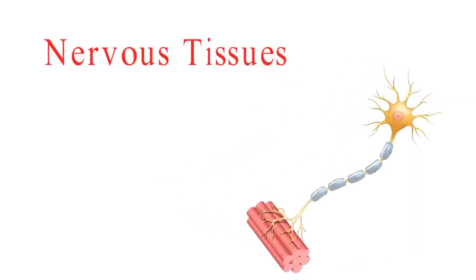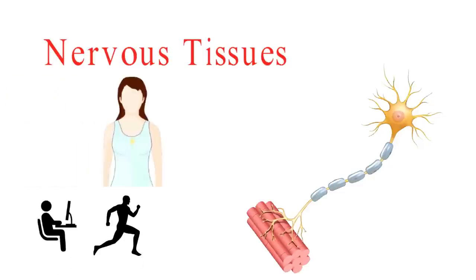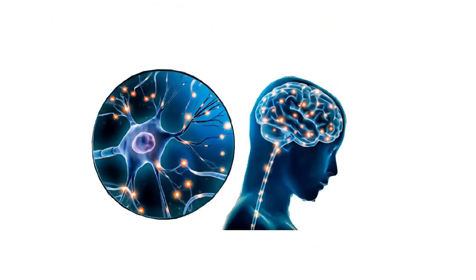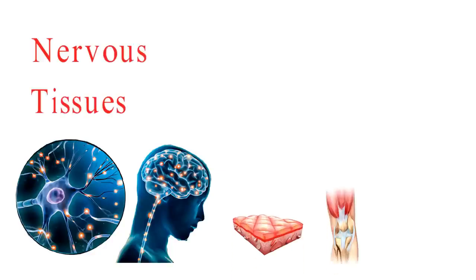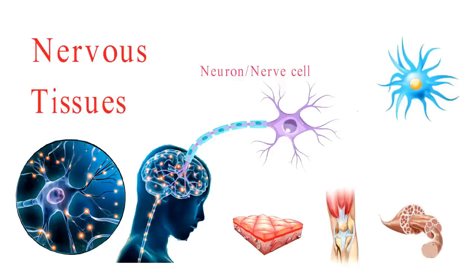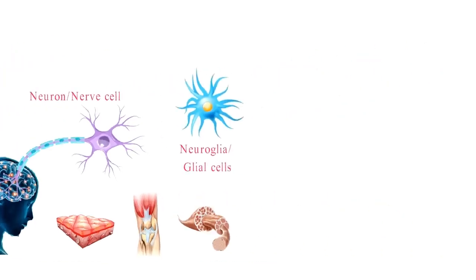Nervous tissue. It's a fundamental part of our bodies and plays a crucial role in how we function. So, let's dive right in and explore what nervous tissue is all about. Nervous tissue is one of the four primary types of tissues in the human body, alongside epithelial, connective, and muscle tissues. It's primarily composed of two main components: neurons, often referred to as nerve cells, and neuroglia, also known as glial cells.